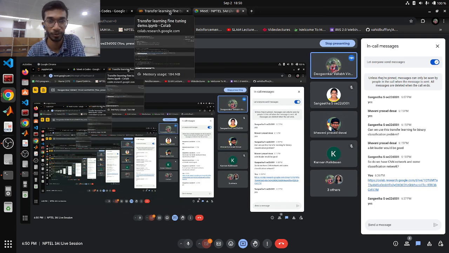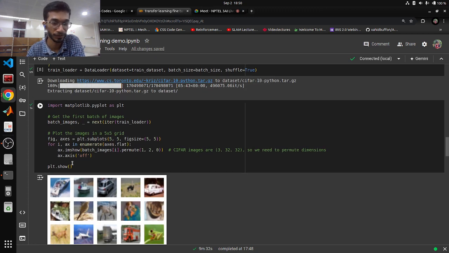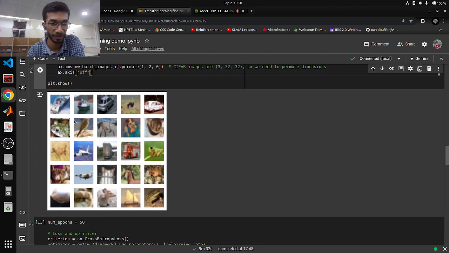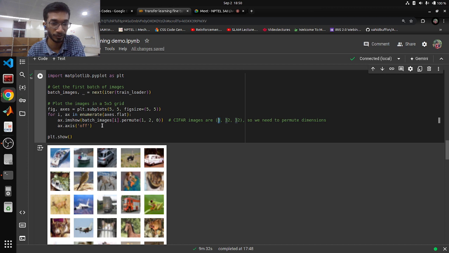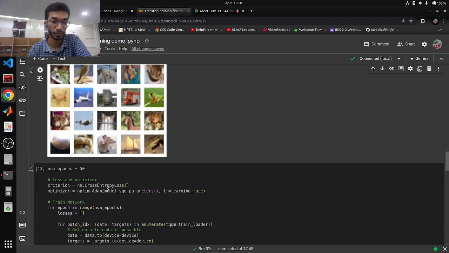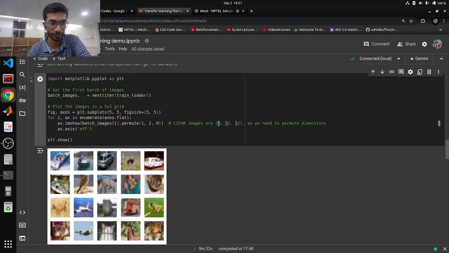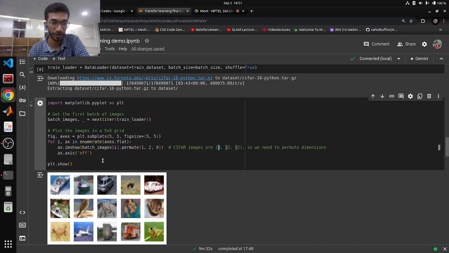Okay, so I hope the dataset is downloaded for everyone. Just to see what the dataset looks like: this CIFAR10 dataset has a bunch of classes, and the images are very small, just 32 cross 32 with 3 channels RGB. We are plotting a 5 cross 5 grid of these images present in the dataset. So the dataset looks something like this.